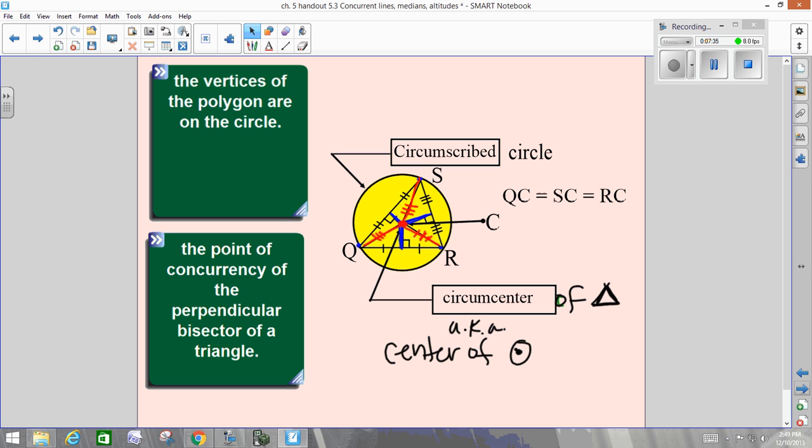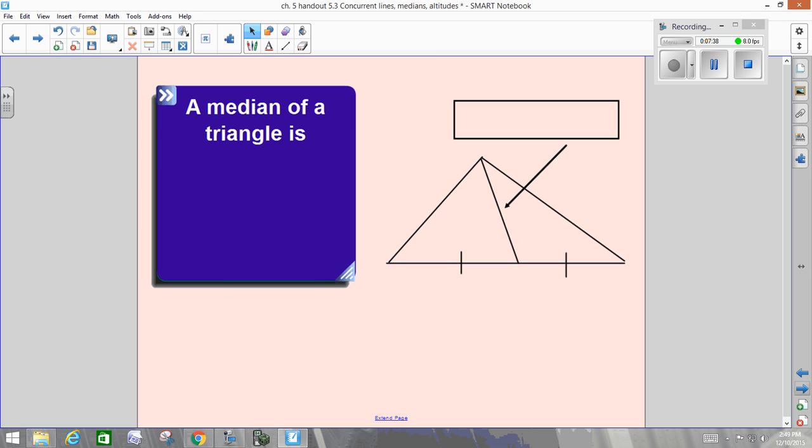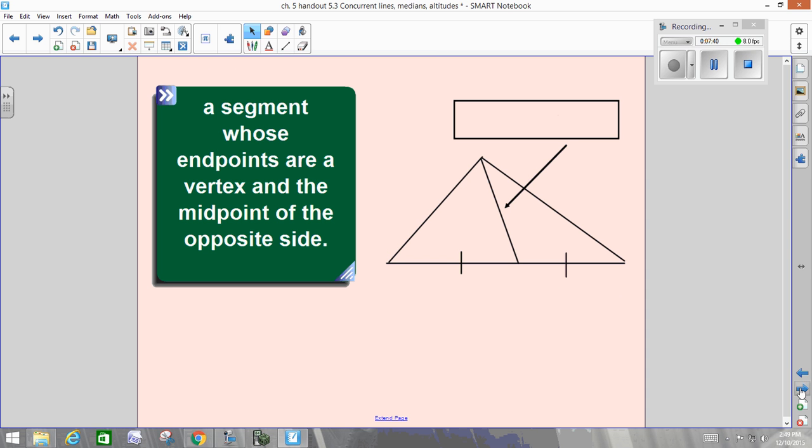Cool. Next vocab word, a median. The median of a triangle goes from the vertex to the midpoint of the opposite side. Median, from the vertex to the midpoint of the opposite side. This is our nice median. Starts at the top vertex, goes to the opposite side at its midpoint. It's cutting that side in half.